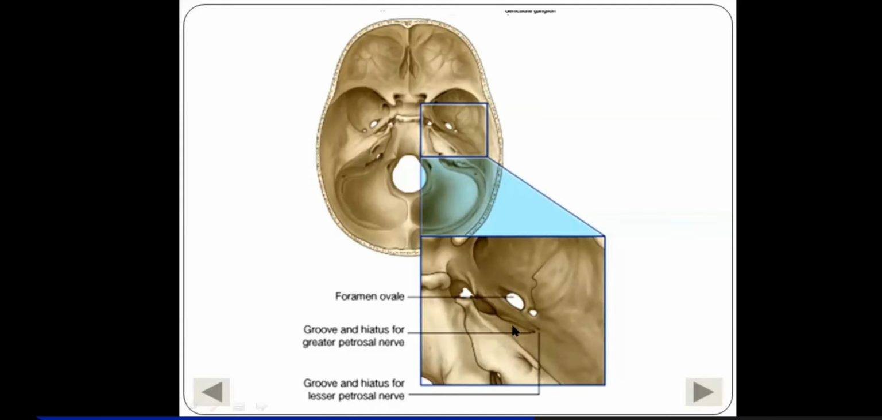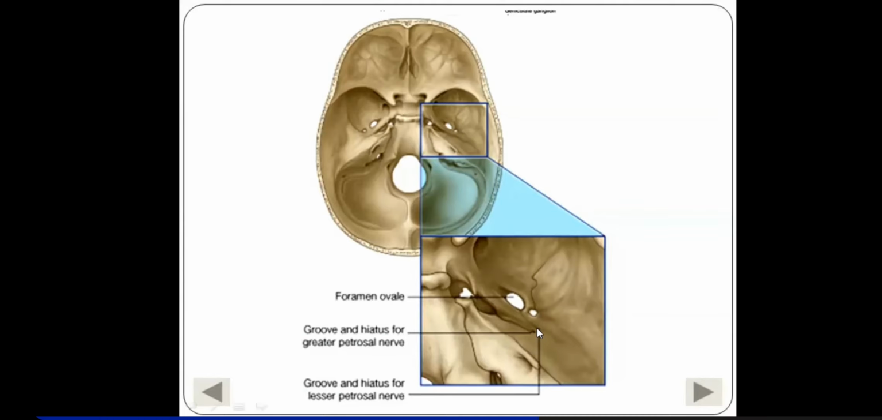And then they lead with the groove also. From this opening, the greater petrosal nerve will emerge from the middle ear, and it will run towards the foramen lacerum. This is the foramen lacerum, right? So this is the hiatus and groove for the greater petrosal nerve, where it will join the deep petrosal nerve to form the Vidian nerve.